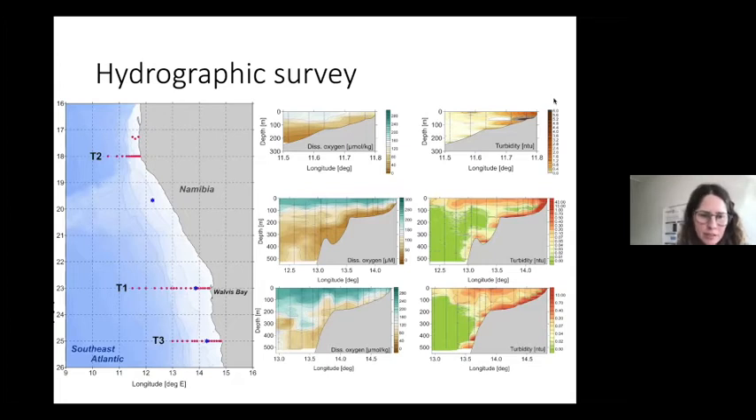The transects at 23 and 25 also show more stratified conditions. We see higher dissolved oxygen in the surface layers, and it decreases close to the bottom. The same for the turbidity: we see more turbid conditions close to the coast, but also close to the sediment.